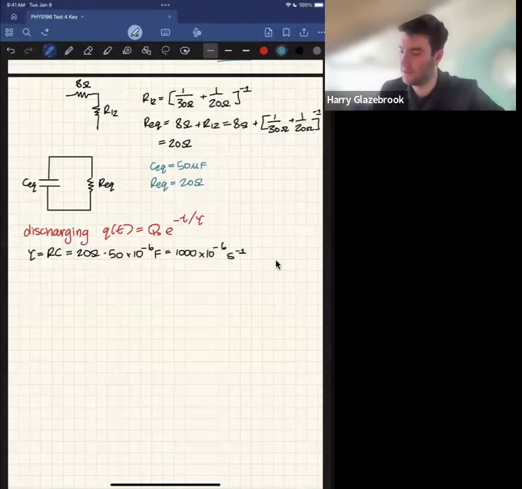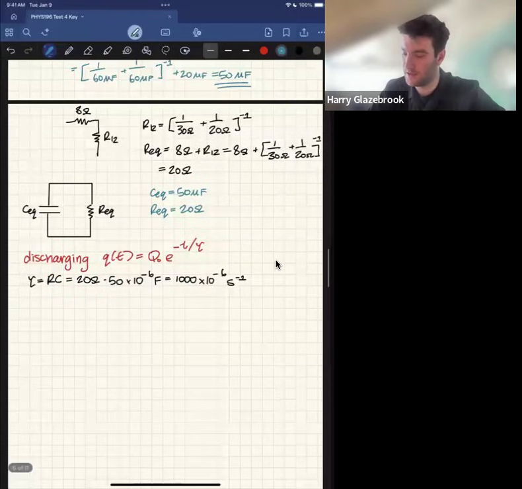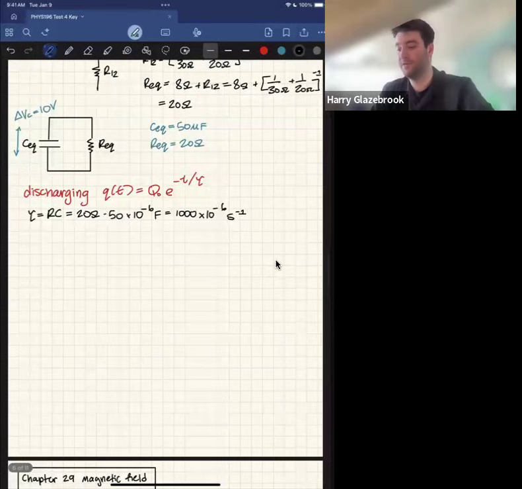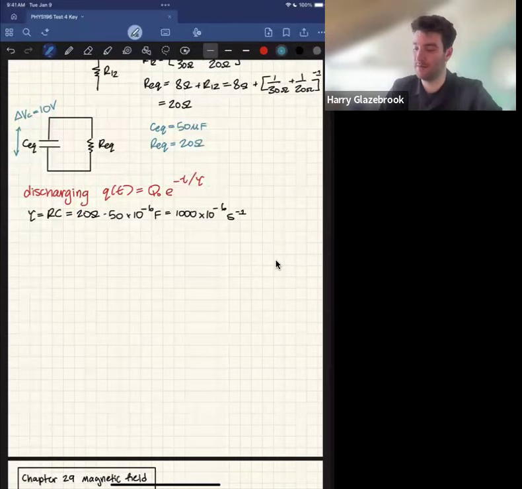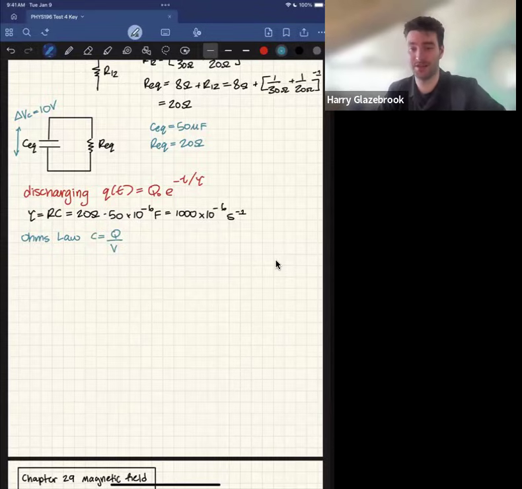Cool. In the problem, I forgot to also say, they do specify that the potential difference across the capacitor is 10 volts. So that is going to be important. The reason being is I want to find what the initial charge is on this capacitor. To do that, I'm going to use our old Ohm's law, which is C equals Q over V. So it's hilarious, there's two Ohm's laws. There's one for resistance and there's one for capacitors. The one for resistance is our IR. So that's for resistors.